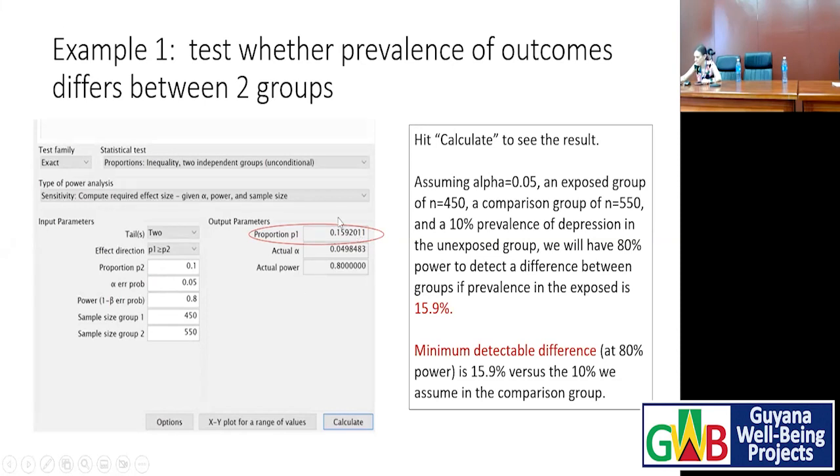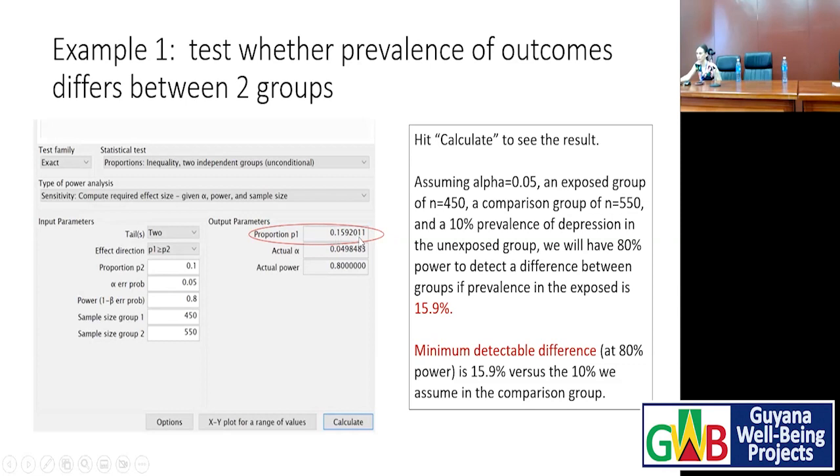Okay, and so up here we see this proportion P1. This is 0.159, etc. That's 15.9%. So we can conclude here that assuming an alpha type 1 error rate of 0.05, an exposed group of 450, a comparison group of 550, and a 10% prevalence of depression in the unexposed group, we will have 80% power to detect a difference between groups if the prevalence in the exposed is 15.9%.